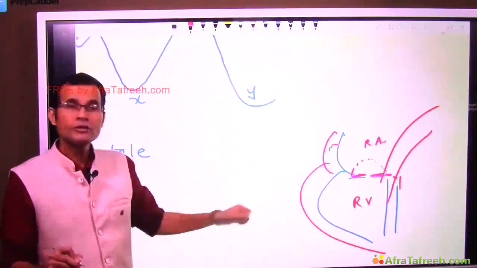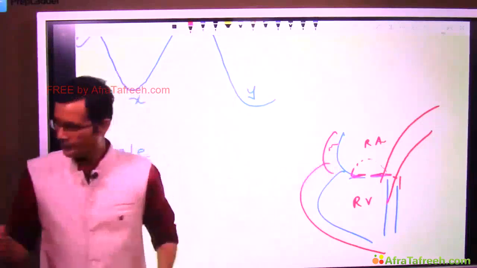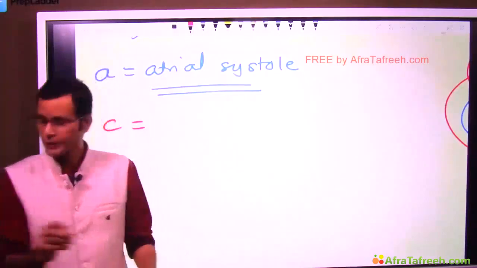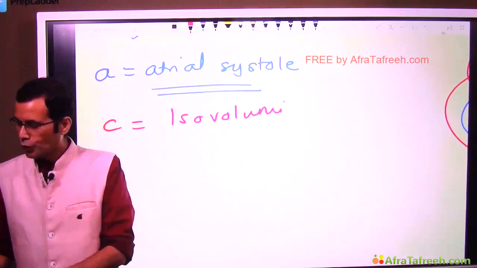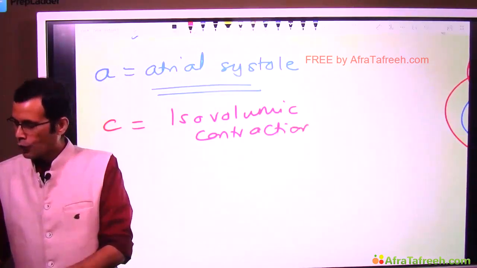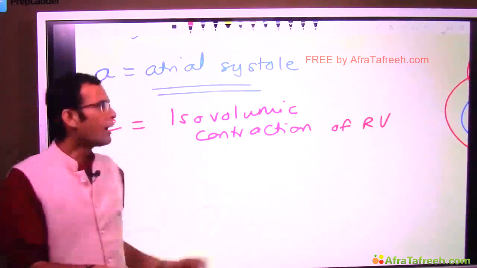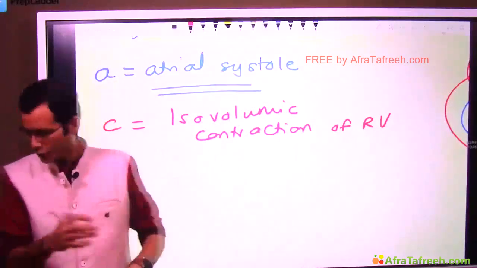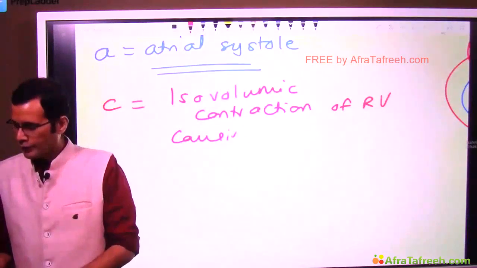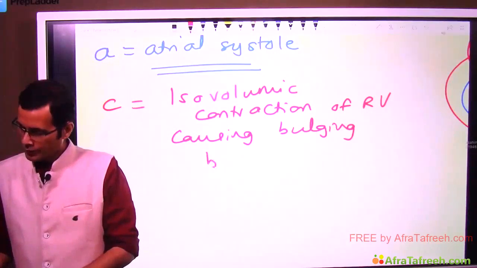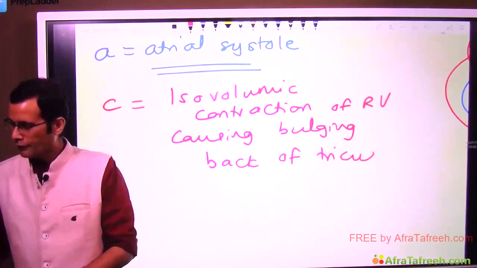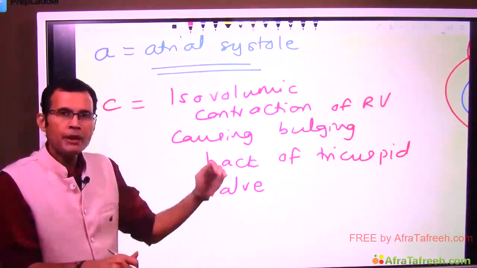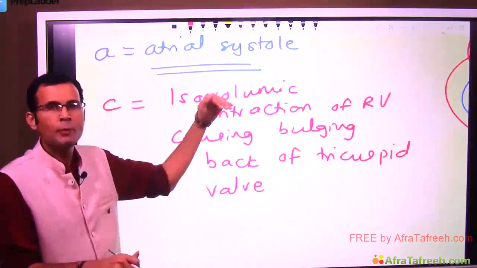And that will cause a slight rise of pressure in the right atrium. So that is recorded as the C wave. So let's write it. C wave is caused by isovolumic contraction of the right ventricle. As I told you already, after the atrial systole, the other two peaks are because of the events in the ventricle. So isovolumic contraction of the right ventricle causes bulging backward of the tricuspid valve. Look, the tricuspid valve is closed and the pressure is pent up in the right ventricle. So, you know, the tricuspid valve just balloons backward.